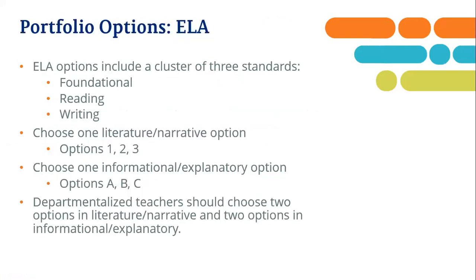The options available for the ELA portfolio include a cluster of 3 standards: 1 foundational standard, 1 reading standard, and 1 writing standard. Teachers choose 1 of the 3 available literature narrative options and 1 of the 3 available informational explanatory options. Within each grade level, the foundational standard is the same across all 6 options, and the writing standards only differ between genres. The reading standard changes from option to option.